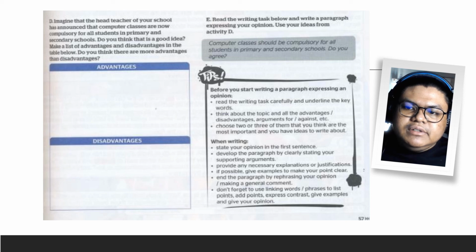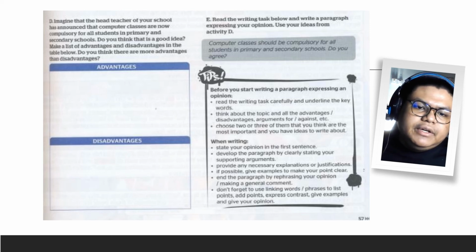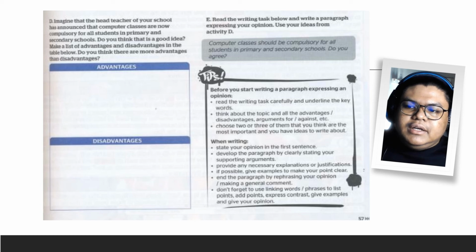Okay, so this is the question. Computer classes should be compulsory for all students in primary and secondary schools. Do you agree? Okay, so that is the topic. So use the advantages and disadvantages. Macam saya cakap tadi, pilih berdasarkan yang mana lebih banyak. Okay, kalau kata advantages lebih banyak, then sokonglah. Kalau disadvantages lebih banyak, if you can think of more disadvantages than the advantages, then you should probably tidak menyokong topik tersebut, kan? Betul tak? Cari mana yang lebih senang explain lah, senang cerita.